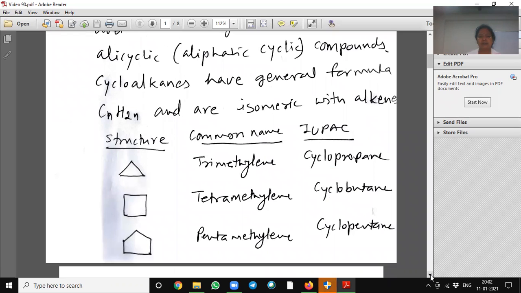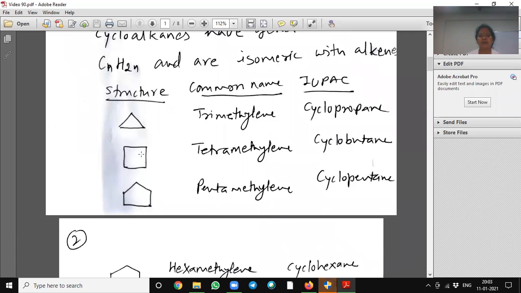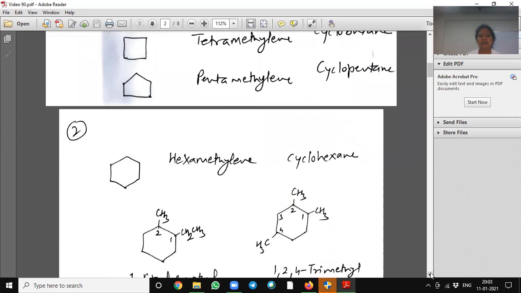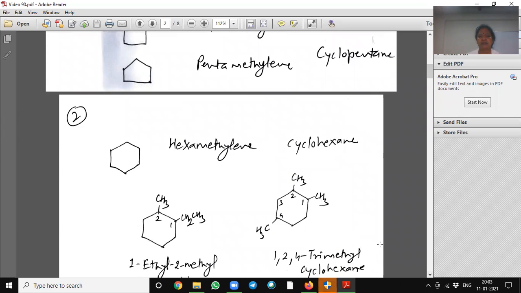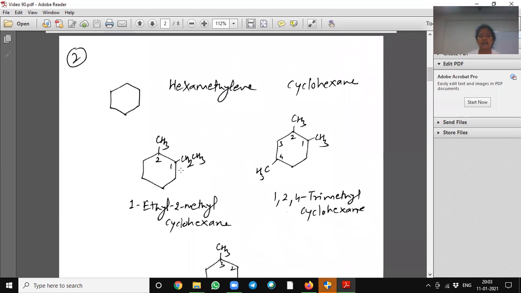Structure: cyclopropane. Its IUPAC name is cyclopropane and its common name is trimethylene. Cyclobutane, its common name is tetramethylene; pentamethylene, cyclopentane, like that; hexamethylene, cyclohexane. When substituents are attached to the ring, then we have to give numbering and keep in mind alphabetical order.